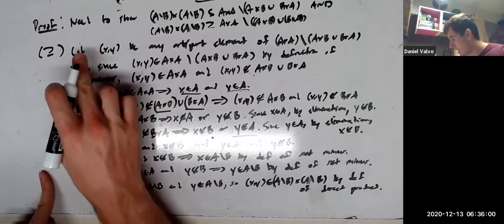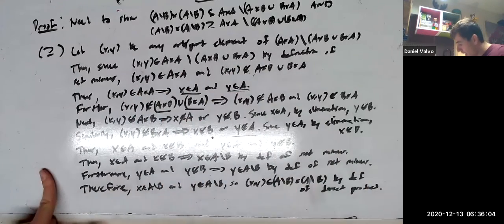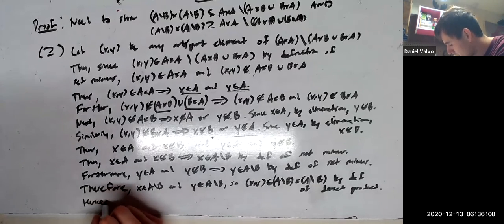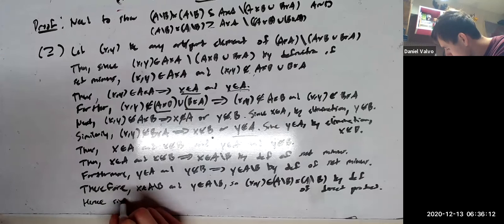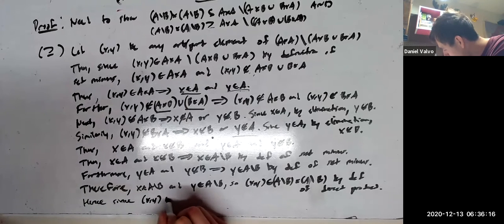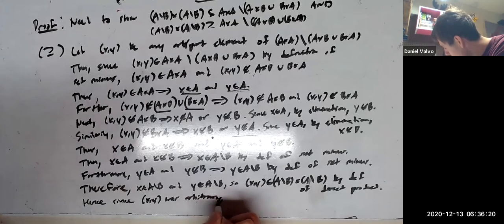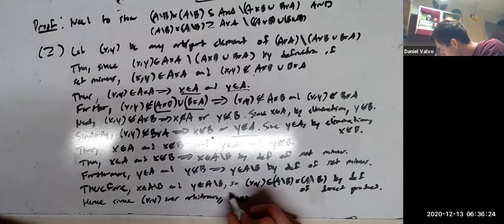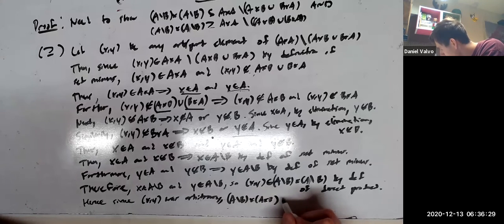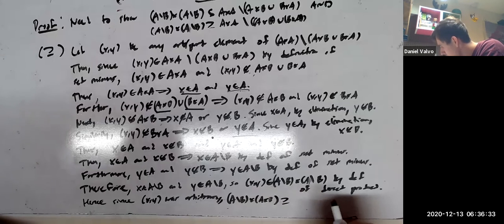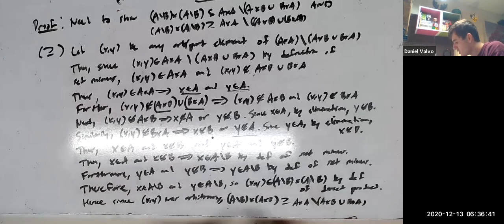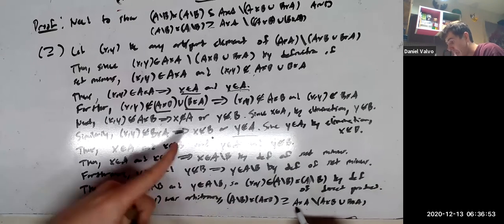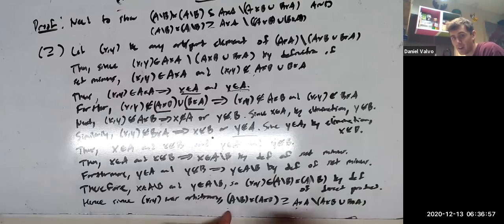So we started with an arbitrary element, XY, in A cross A, not A cross B, union B cross A. We can show that XY must also be in A over B cross A over B. Hence, since XY was arbitrary, we have that A over B cross A over B contains A cross A, not A cross B union B cross A. Everything in here is contained in here. This set eclipses this set. We showed that anything in here, X, Y, must also be in here. So this set contains this set.